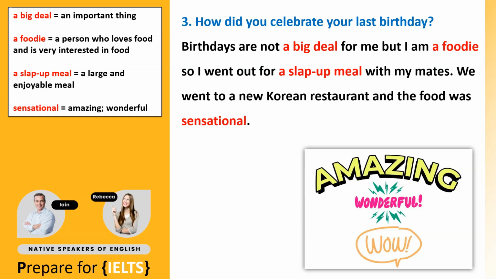Sensational. You need lots of adjectives to describe things that are good, because good is a very simple, basic word that will get you IELTS 5. Sensational. Amazing. Wonderful. Wow. Sensational.